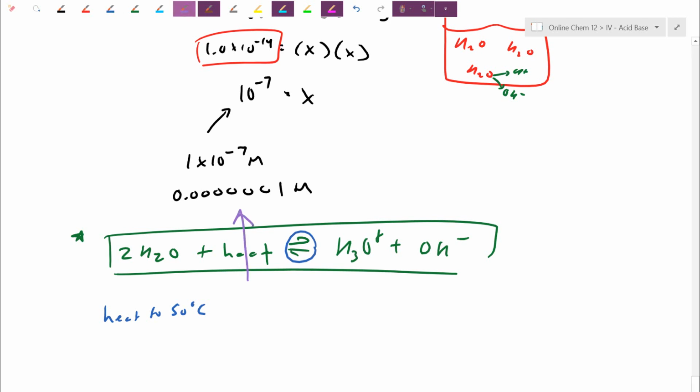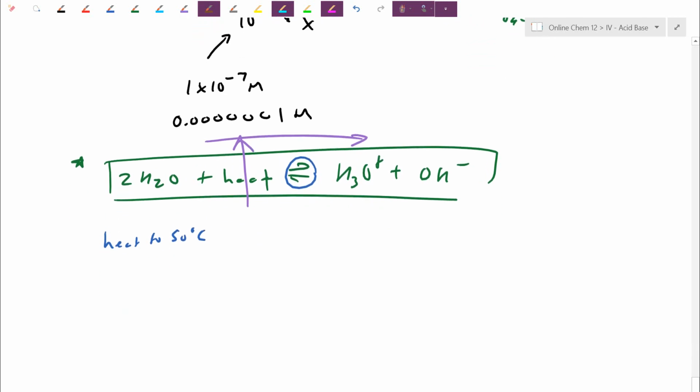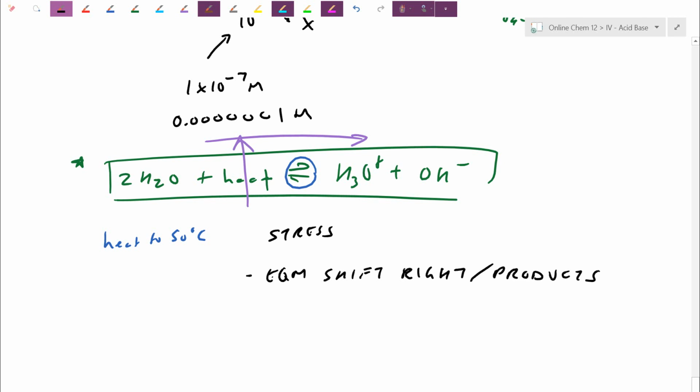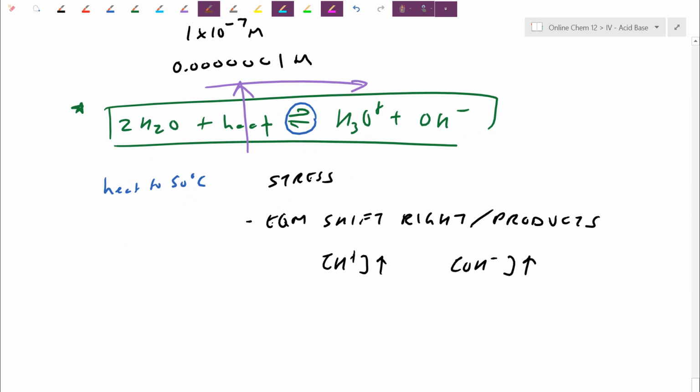As I heat this temperature up, sure, the whole box heats up. One easy way to predict the shift was to look at the heat term. The heat term goes up, so this is going to shift towards the right side. Let's just write this out here. My stress was I increase the temperature. How is the equilibrium going to respond? The equilibrium is going to shift right, towards products. And what's going to happen then is the H plus, H3O plus, is going to increase, and the OH minus is going to increase.